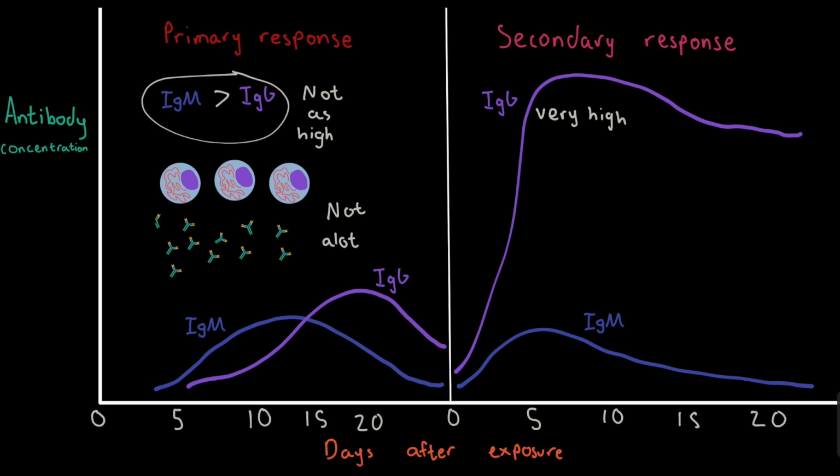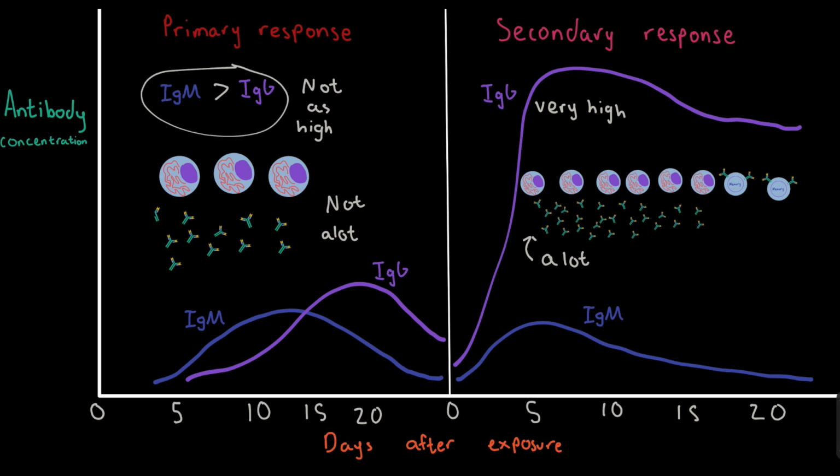On the other hand, in the secondary response, we can see that the IgG antibodies are being secreted at a very high rate in only 1 to 3 days. This is where our memory cells come into play, as they induce a rapid immune response, producing many plasma cells, which will then produce millions of antibodies.